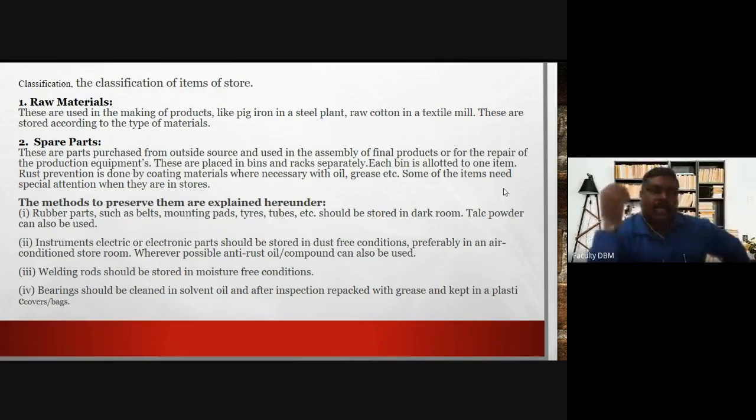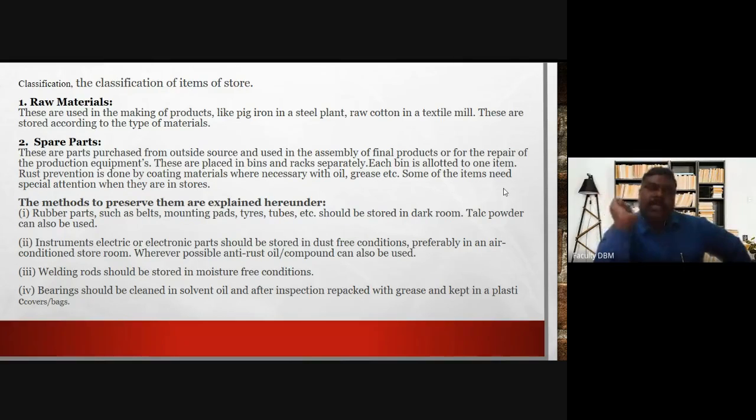These are the parts purchased from outside sources and used in assembling the final product or repairing the production equipment. They are placed in bins. Bins means boxes and racks separately. Each bin is allotted for one item, and rust prevention is done by coating the materials where necessary with oil, grease, etc. Some items need special attention when they are in the stores, so deterioration of the material should not happen.